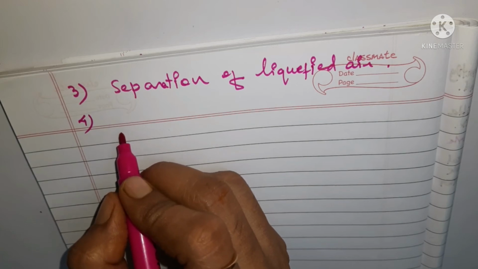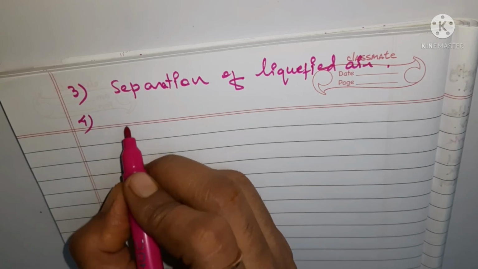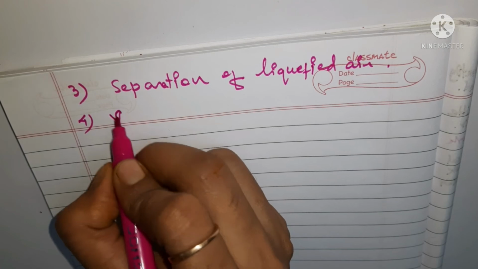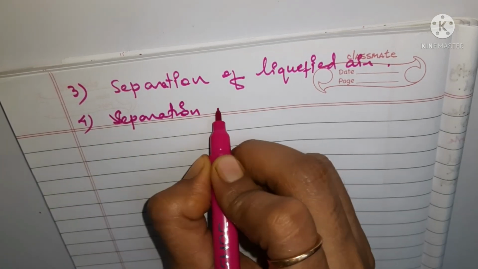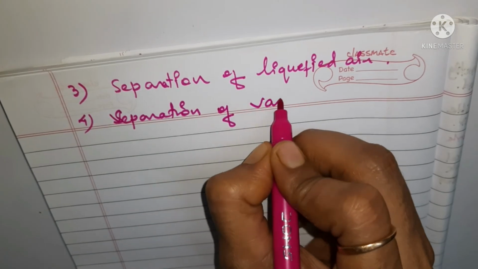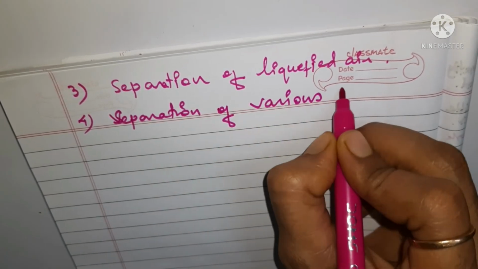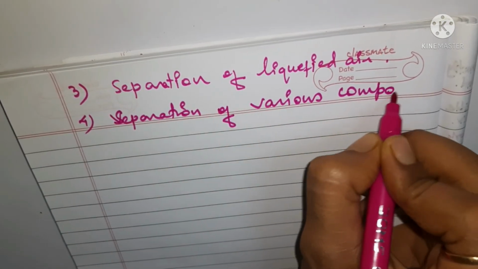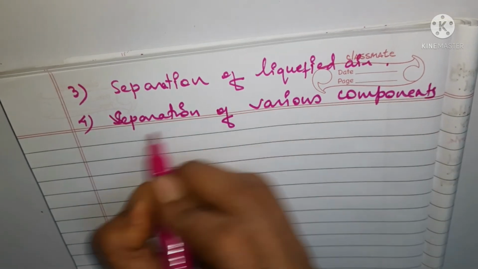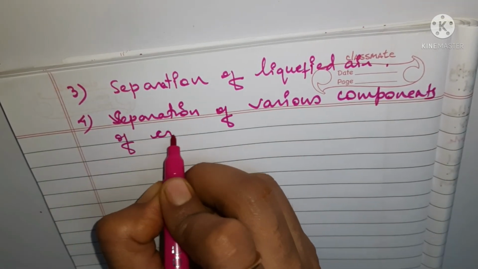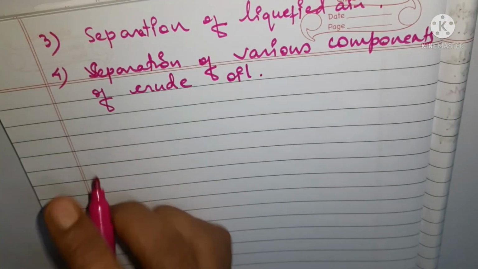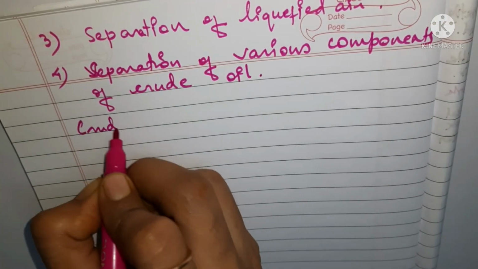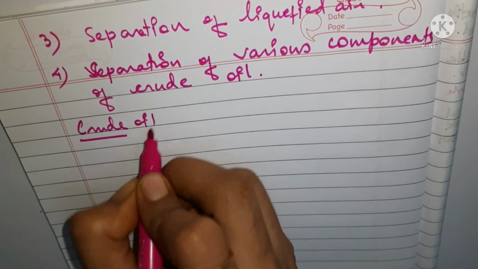Then fourth is what? It is used in the separation of various components of crude oil. Okay, what is crude oil? Actually, crude oil is a mixture, you can say.